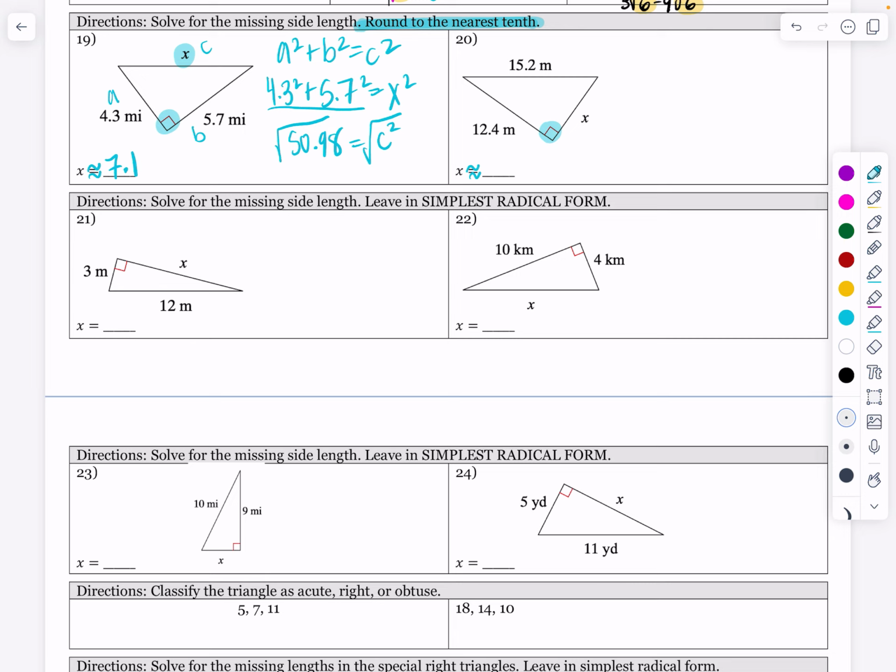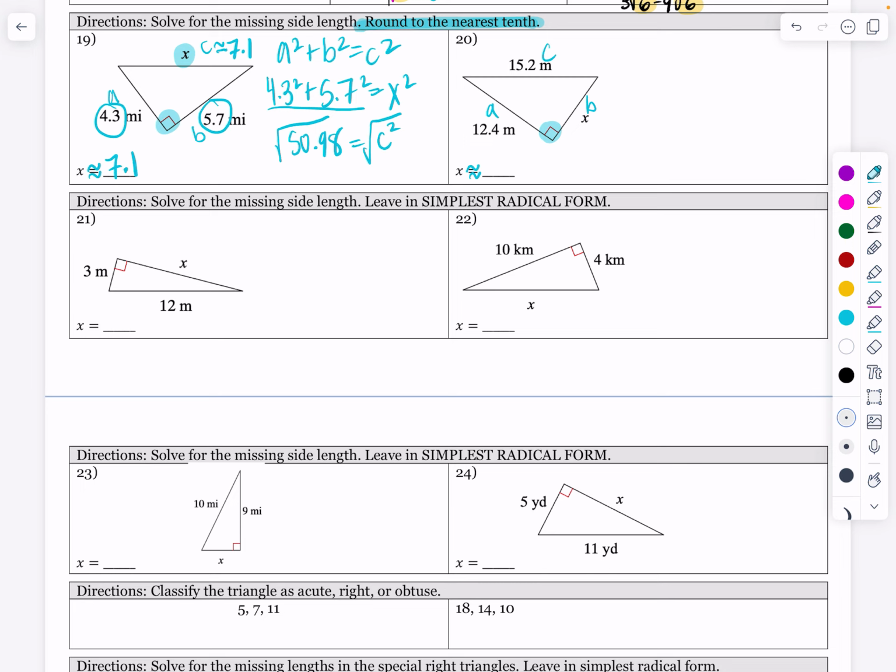All right, let's do this again. Oh, y'all, we need to pause. Does my answer on number 19 make sense? We always say we've got to check ourselves before we wreck ourselves. Is 7.1, if I put it here, about 7.1 bigger than both 4.3 and 5.7? Yes, that is a good answer because the hypotenuse should be the longest.